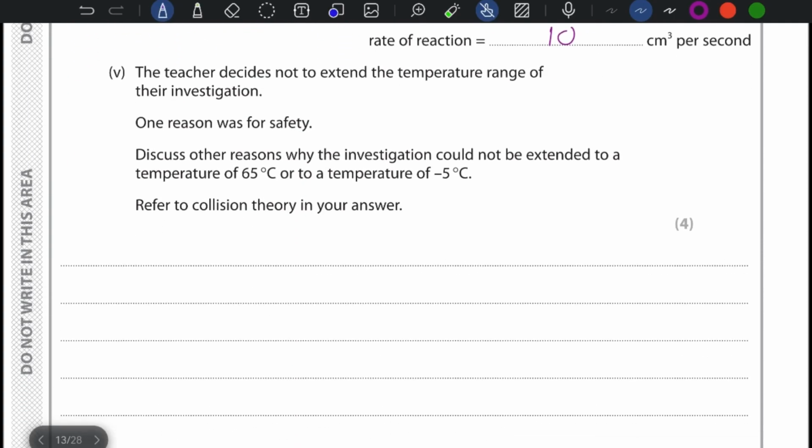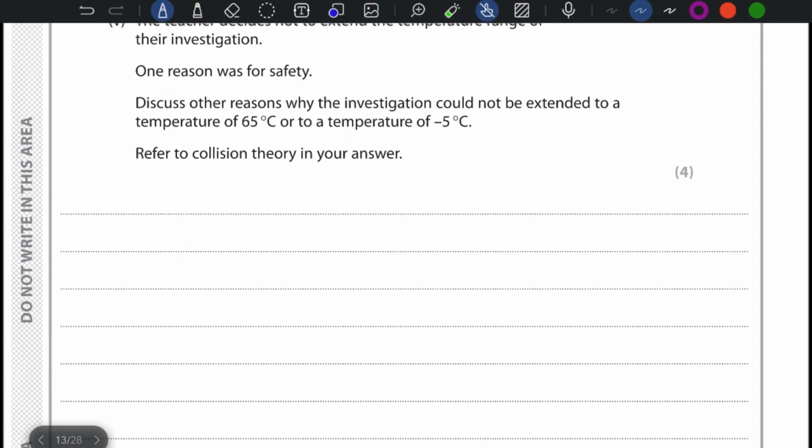The teacher decides not to extend the temperature range of their investigation. One reason was for safety. Discuss the other reason why the investigation could not be extended to temperature 65 or to temperature -5. Remember that temperature 65 is considered a high temperature, so the reaction will be too fast. For 65, measurement will not be accurate, and the reaction will be too slow in case of -5 degrees Celsius, so the reaction will take too long to complete.